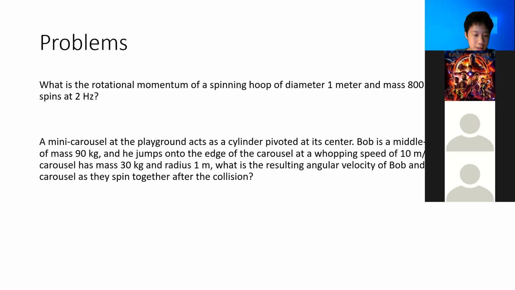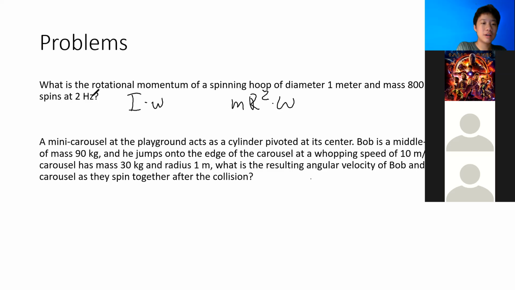All right, I'll go over these problems now. So what is the rotational momentum of a spinning hoop of diameter 1 meter and mass 800 grams that spins at 2 hertz? Well, the rotational momentum is defined as inertia times w, okay? So what's the inertia of a spinning hoop? m r squared, multiply that by the w.